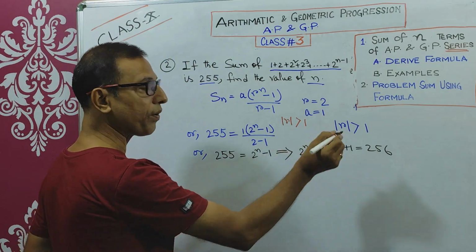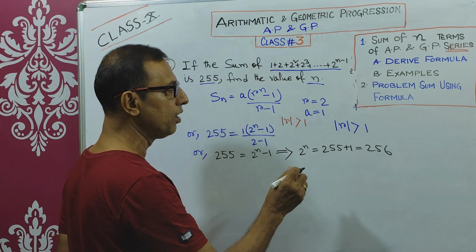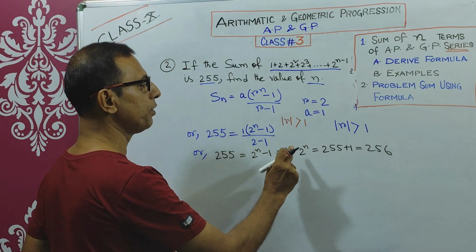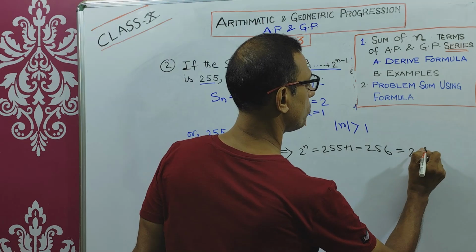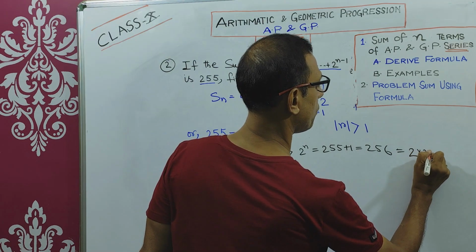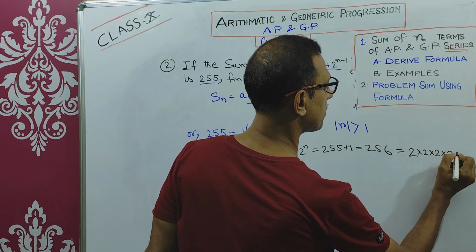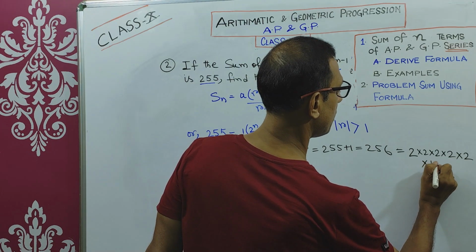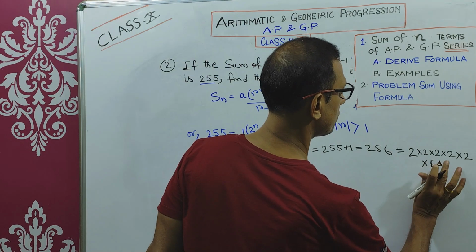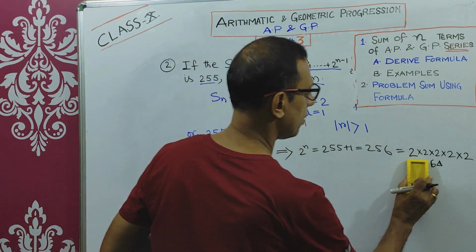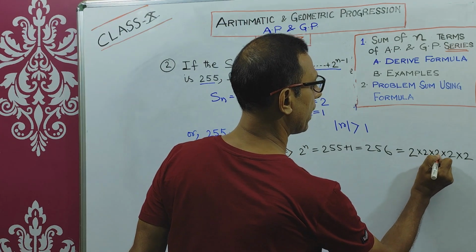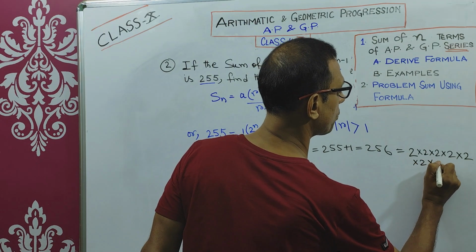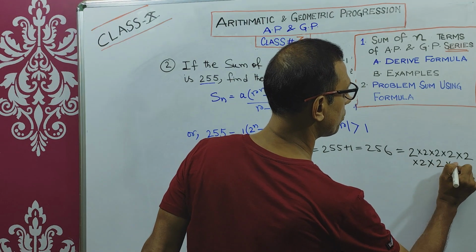So now how will you find the value of n? Because n is in the power, you need to remember: to find the value of a variable which is in the exponent, you need to make the base equal, right? 2 to the 4, 4 to the 8, 8 to the 16, 16 to the 32, 32 to the 64, 64 to the 128, 128 to the 256.